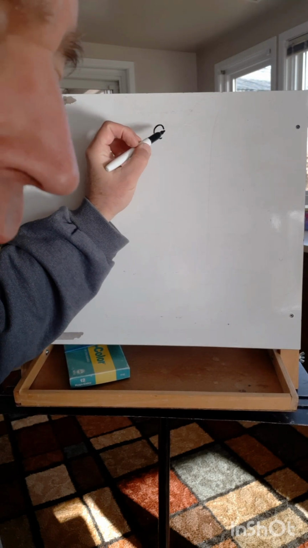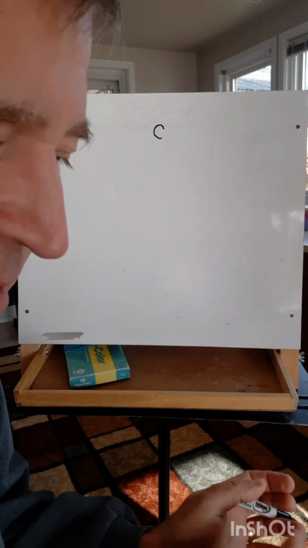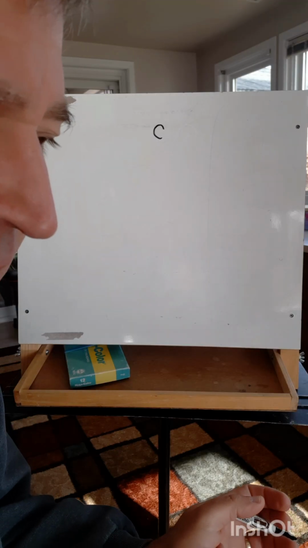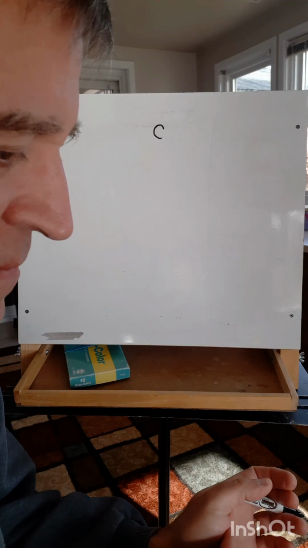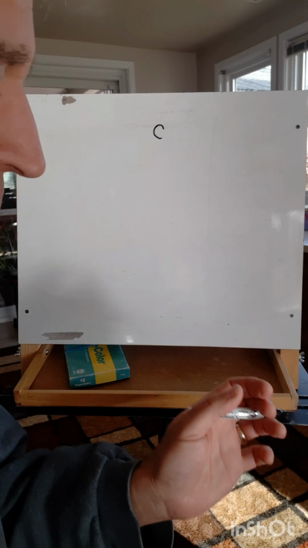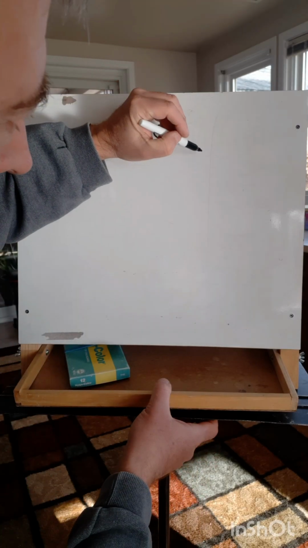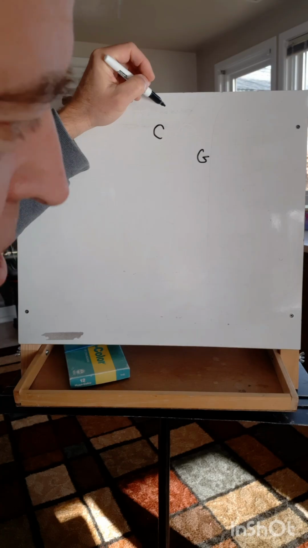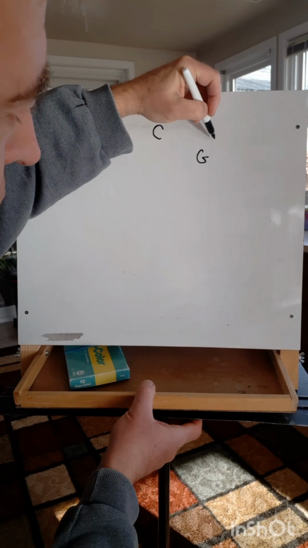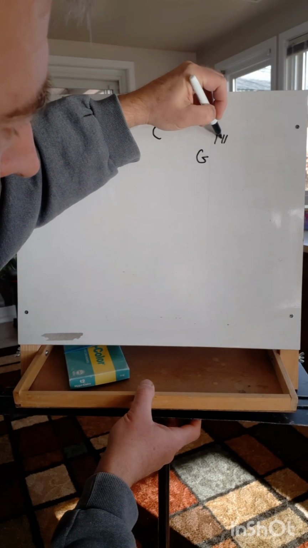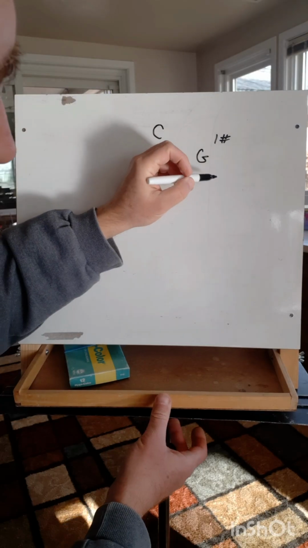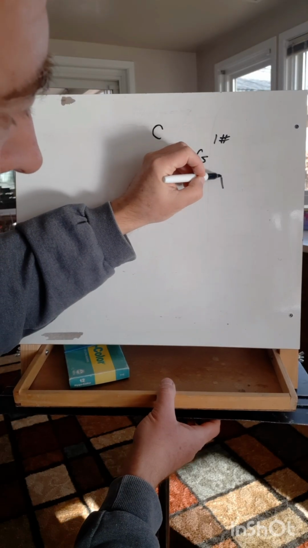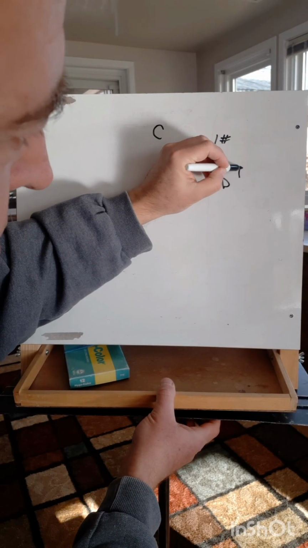So if you go up from C 5 steps, a fifth, then you're going to end up getting the key of G. The key of C has no sharps, no flats. The key of G has 1 sharp. And then the next key is going to be the key of D, which has 2 sharps.